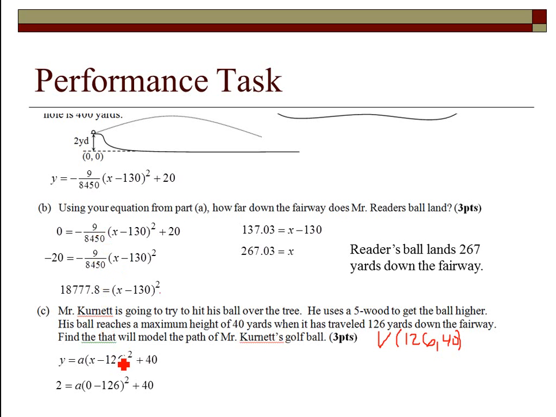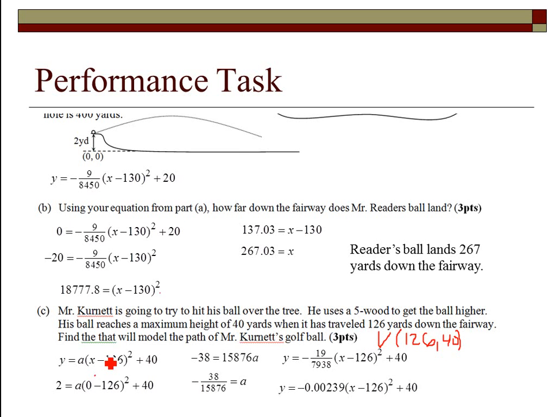So I subtract 40, I get negative 38, square 126, you get 15,876, divide it, and if I reduce it, I have this equation here. And again, if you want to use the decimal, then you would have this one. But make sure, again, you carry it out far enough so that you don't have a rounding error. Okay, so now we're going to use this information to do the big part of the problem.